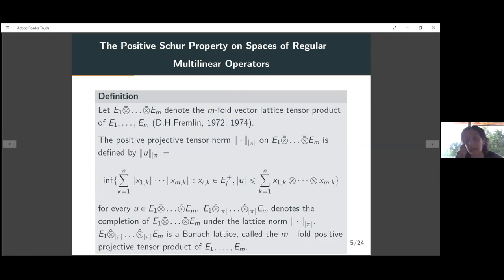Also, I want to introduce the definition for the positive projective tensor product. But first, this notation here denotes the vector lattice tensor product of the Riesz spaces or vector lattices E_1, ..., E_m. And the detailed construction of this vector lattice tensor product can be found in the 1972-1974 papers of Fremlin. We put the norm on this vector lattice tensor product, define the positive projective tensor norm to be the infimum of this expression here for any element of this vector lattice tensor product. And the positive projective tensor product is the completion of the vector lattice tensor product under this lattice norm.